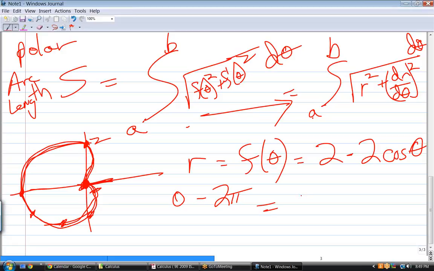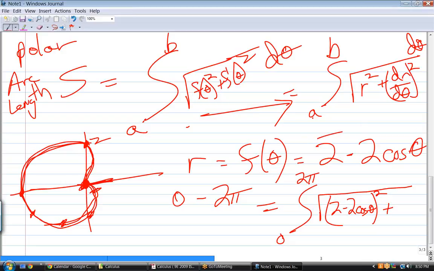This should be equal to the integral from 0 to 2 pi, tracing it once, of r squared. Well, r is 2 minus 2 cosine theta. We've got to square that, plus the derivative of that. The derivative of cosine is minus sine, so the derivative of minus 2 cosine theta is going to be 2 sine theta, squared.